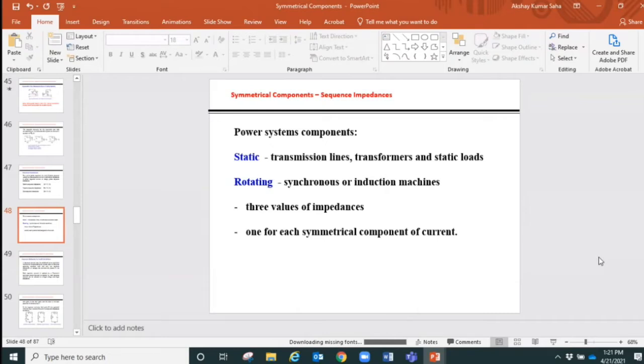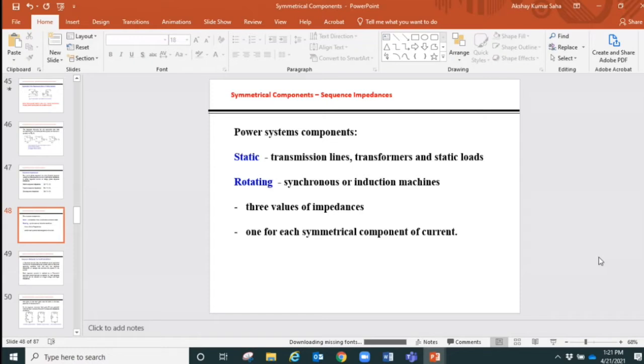Transmission lines, they are static. Transformers are also static. Also, they move or vibrate because of that electromagnetic phenomena that happens due to application of alternating current to the primary winding. And then static loads, they are also static, they don't have moving parts. But we also have another big section, the machines that rotate, they have moving parts.